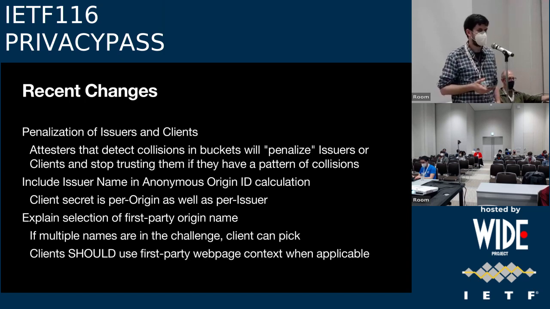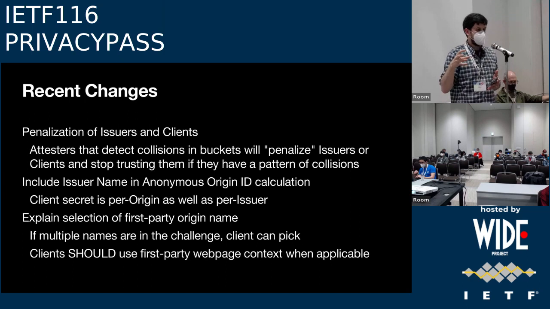So there are several recent changes that we put out, I think in the week before the draft submission deadline, that addressed many of the open comments. This is largely in line with what we presented last time at the meeting. The biggest and most substantial one is an entirely new section that goes into what we're calling penalization of issuers and clients that are detected as misbehaving. And this is something that attesters do. On the issuance path, the client is attesting its device with the attester, and then if that passes and doesn't exceed the rate limit, it gets a token issued by the issuer behind that, and the issuer is able to see the identity of the origin that the client is going to, but not the identity of the client.